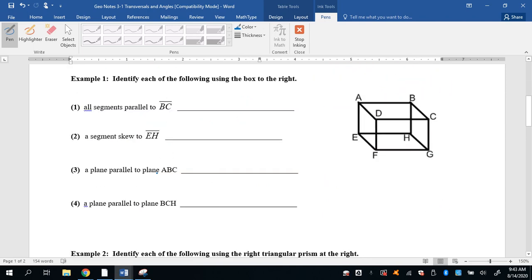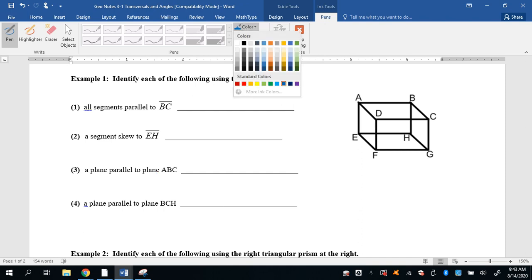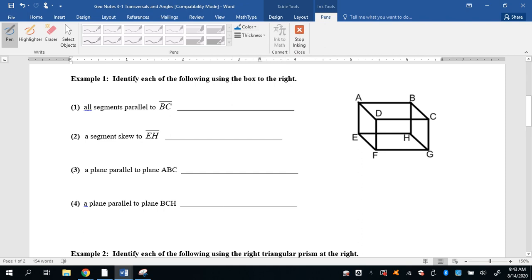Example 1, identify each of the following using the box at the right. So all segments parallel to line segment BC. I am going to be identifying the original segment with red pen and then identifying the parallel line segments here with, let's say, blue. So it's nice to have different colors so that you can see objects clearly. So parallel would be line segment AD, line segment EF, and line segment HG. They are all not ever going to intersect line segment BC.